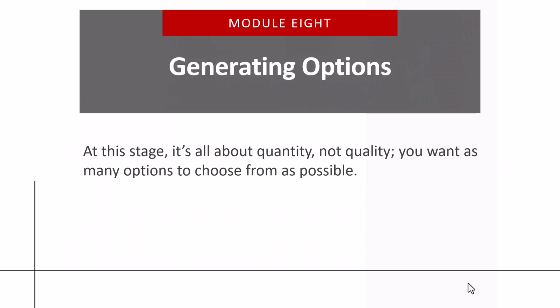Module 8, Generating Options. Once you have a good handle on the conflict, it's time for all parties in conflict to start generating some options for resolution. In this stage, it's all about quantity, not quality. You want as many options to choose from as possible.